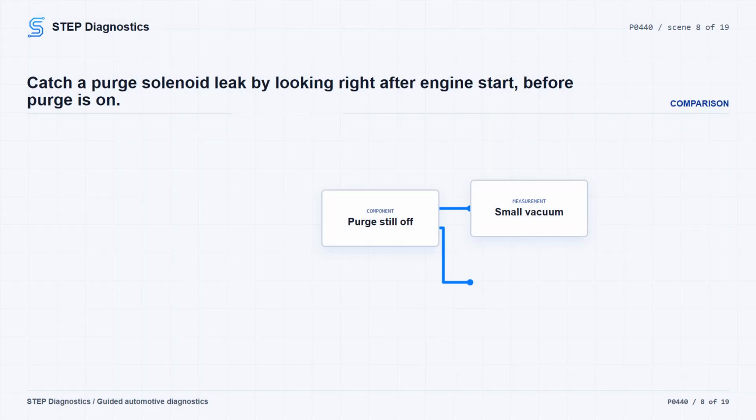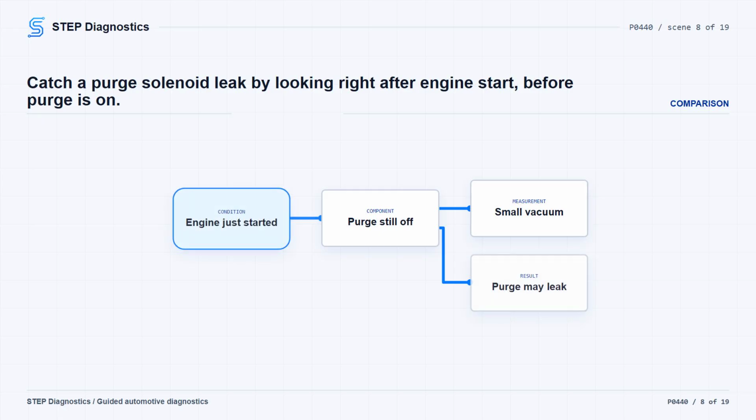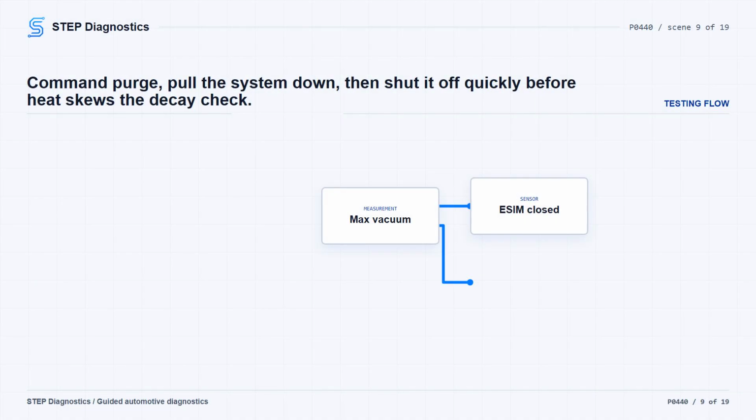Now start the engine and capture the ESIM switch state and fuel tank pressure within 5-10 seconds, while the purge solenoid is still off. You should only see a small vacuum from fuel being pulled from the tank, typically between approximately -25 and -50 Pa. If vacuum shows up instantly near or below the ESIM regulation point, -500 Pa, that points toward a purge solenoid that is leaking. Next, get purge active long enough to create maximum vacuum and let it stabilize. Then shut the engine off right after maximum vacuum is reached.